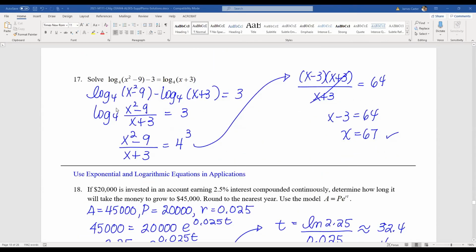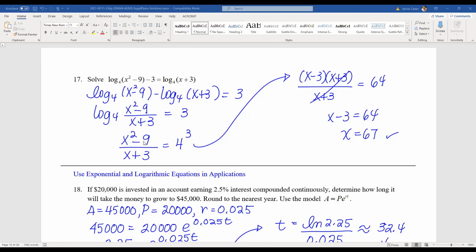On number 17, again, we've got a mix of logs and real numbers. So we get the logs all on one side, the real number on the other side. Then we're going to use the division rule to take the x squared minus 9 over the x plus 3. We convert to exponential. Base is 4, power is 3, and here is the argument.